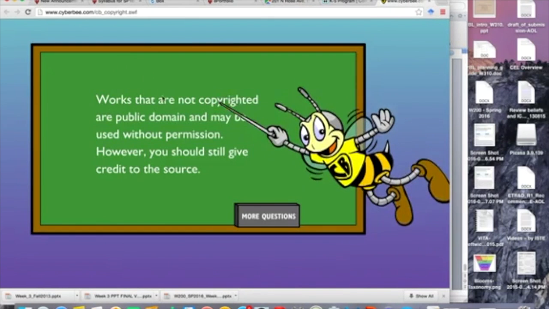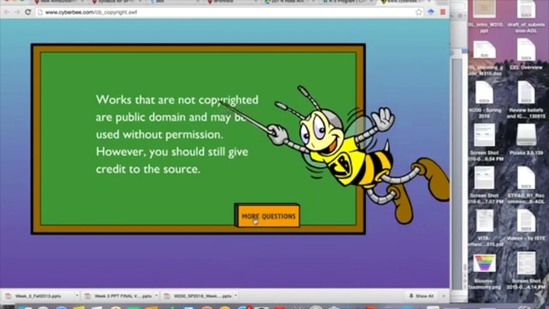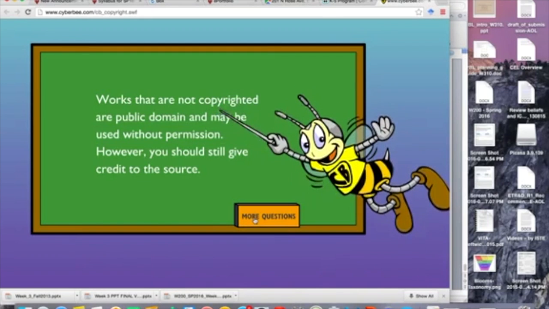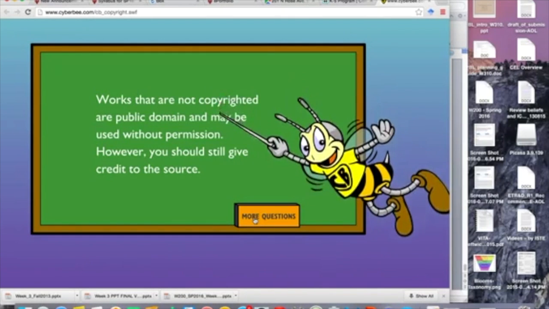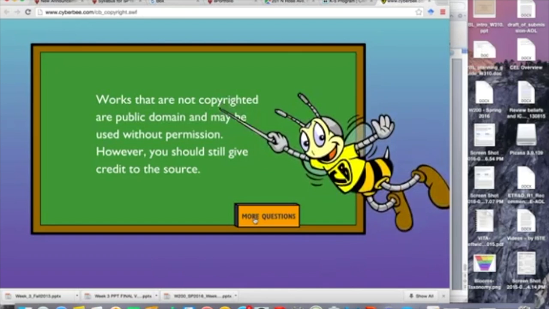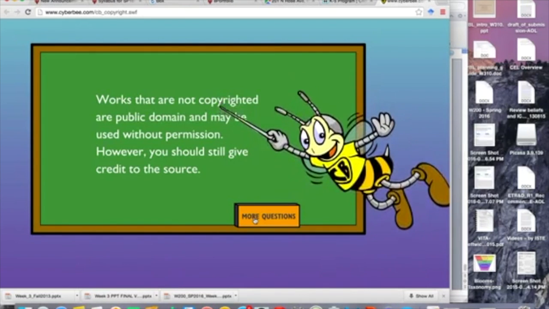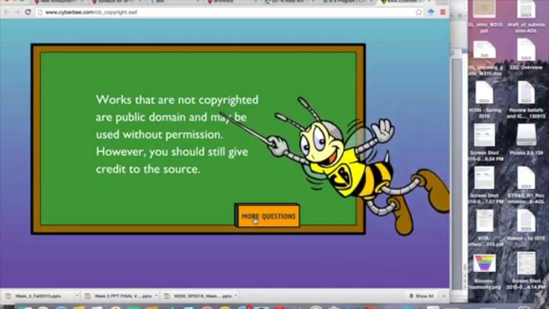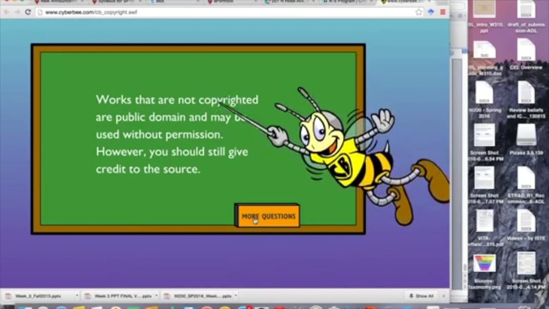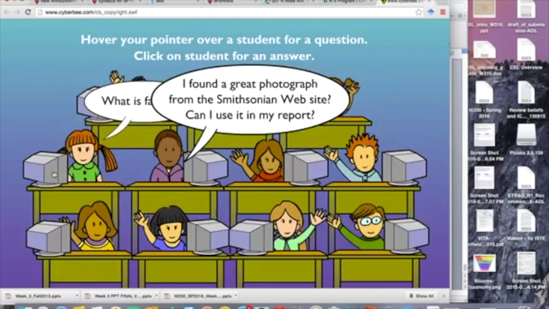So again, public domain are things that are not copyright protected. However, you still should give credit to the source. A lot of the works of art that are older, like Shakespeare, none of those are copyrighted anymore. But you still have to attribute credit to those sources.